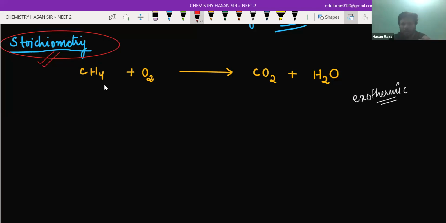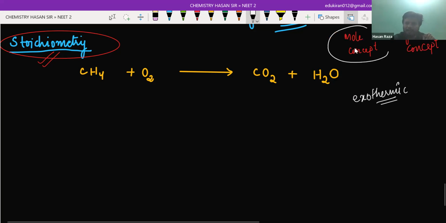We just started stoichiometry, and I'm going to explain it with the help of an example equation. Whenever we talk about the mole concept, there are two concepts in physical chemistry: the mole concept and the equivalent concept. In the mole concept, you need to balance the equation always. In the equivalent concept, we don't need to balance.